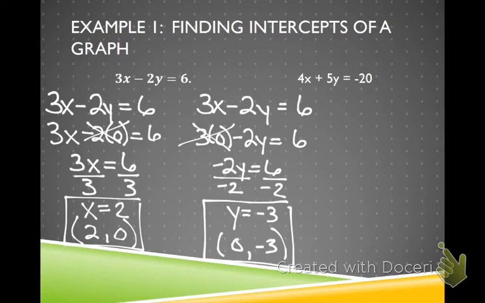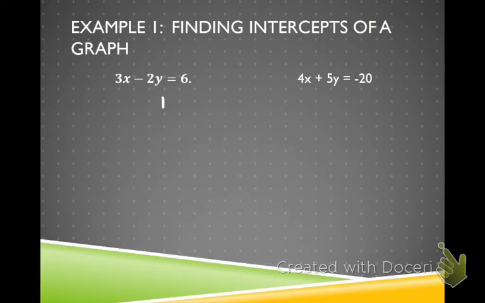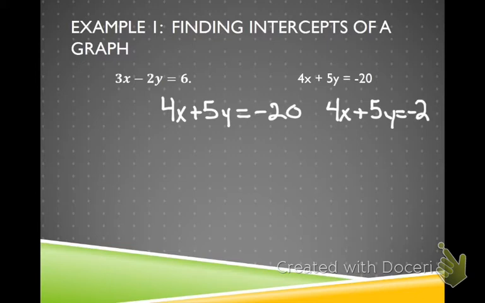Now I want you to do the second equation, 4x plus 5y equals negative 20. You're going to find your x and y intercepts and make ordered pairs out of them so we can plot those ordered pairs. We're going to write the equation 2 times. If I'm solving for x, what do I substitute for y? 0. So now 4x equals negative 20.